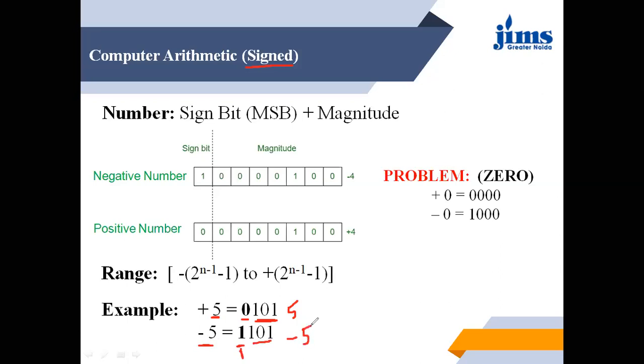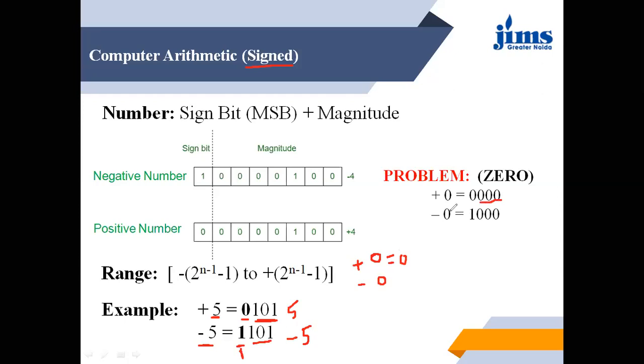The problem in this representation is that if we have to represent 0, the 0 can be plus 0 or minus 0. So in case of plus 0, the MSB will be 0 and the rest of the bits will also be 0.